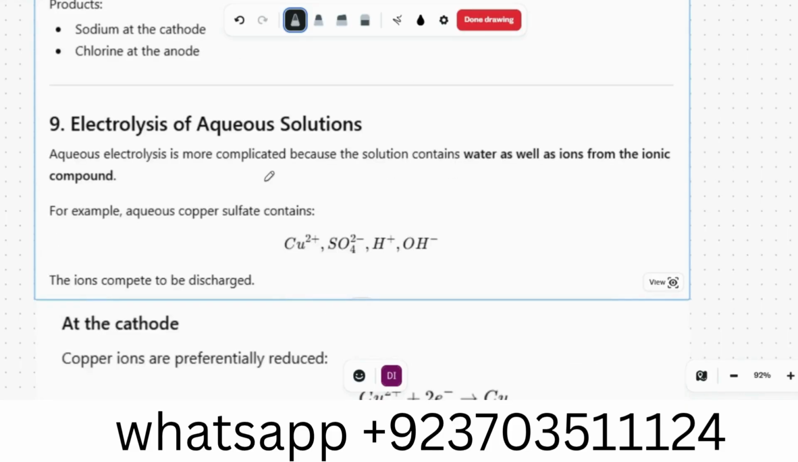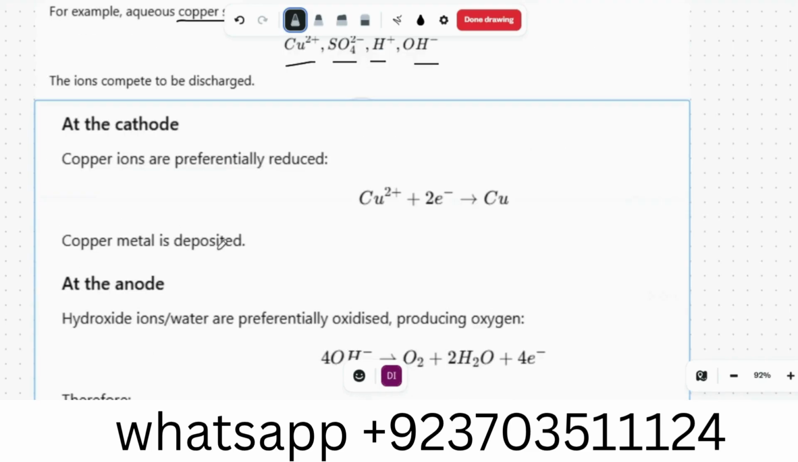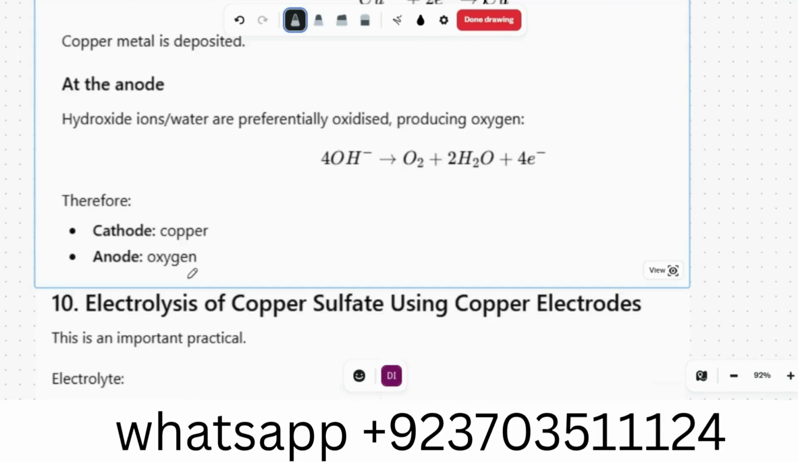Electrolysis of aqueous solutions. Aqueous solution electrolysis is more complicated because the solution contains water as well as ions from the ionic compound. For example, copper sulfate has Cu²⁺, sulfate ion, H⁺ ion, and OH⁻ ion. At the cathode, copper is preferentially reduced. So Cu²⁺ plus 2 electrons gives us copper metal. Copper metal is deposited.